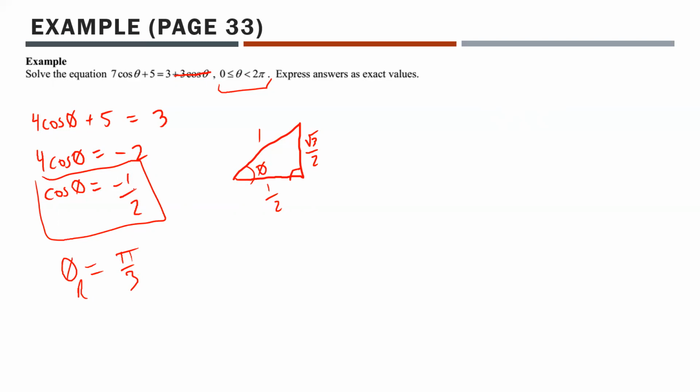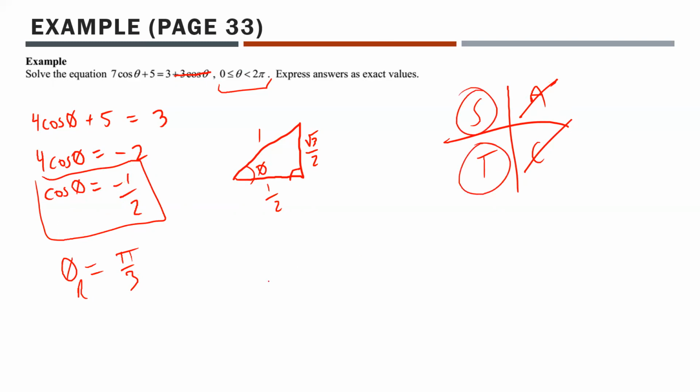Pi over 3. Let's now understand that we have to use our CAST rule to figure out what quadrants we're actually dealing with here. So with our CAST rule, notice that cosine is negative. That means we are not in this quadrant because everything is positive up here, and we're not in this quadrant because cosine's positive down here. So we must be either in quadrant 2 or quadrant 3. If we're in quadrant 2, we just need to use our reference angle to figure out what our true angle would be. Well, keep in mind that this is pi, so in other words, theta is going to be pi minus our reference angle, so pi minus pi over 3.